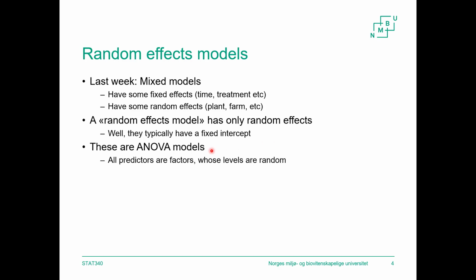These are typically ANOVA models, or they are all ANOVA models, I would say. All the predictors are factors, which is what I call ANOVA models, right? The response is still a quantitative one, right? But all the predictors are factors with levels, like we saw in week 3 when we talked about ANOVA. But now all these factors have random levels instead of fixed levels. All the levels are random.